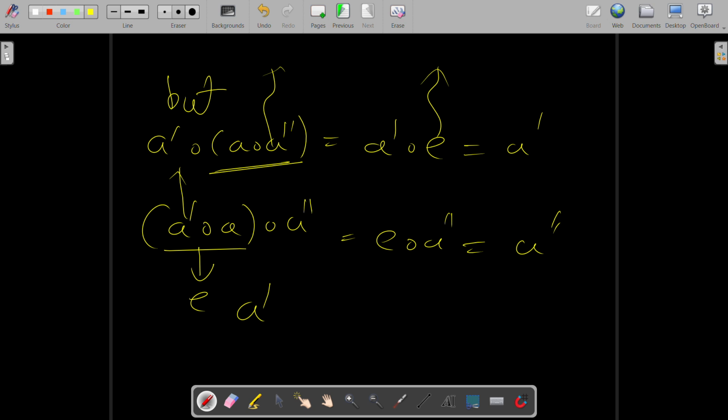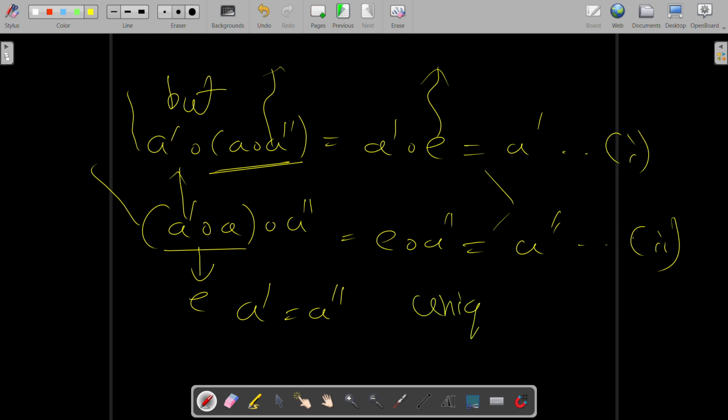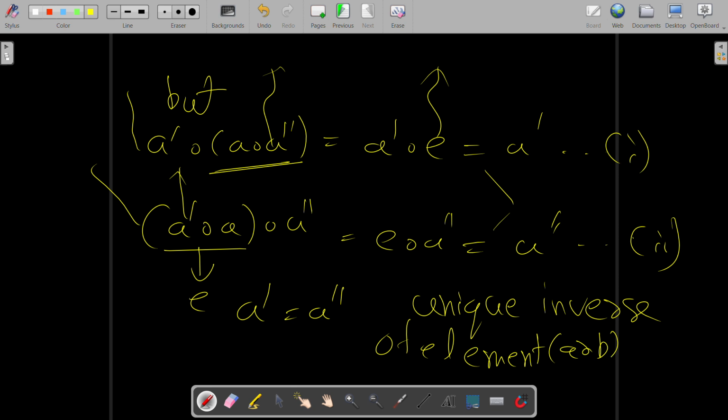So from 1 and 2, what can we say? A dash equals A double dash, because we begin from the same element and return from two different inverses of element A. So from equations 1 and 2, we can say the different inverses of the element A are actually equal, so there exists a unique inverse of an arbitrary element A in a monoid A not.